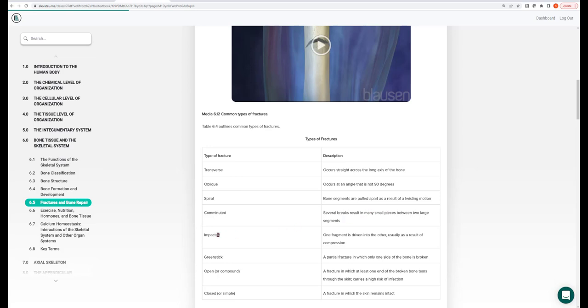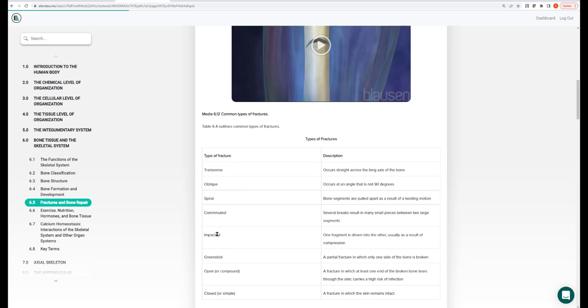An impact fracture, this is the last one here. Imagine a fracture where you have your leg extended. Imagine you're in a car, you're driving, and you are in a front-end collision. There's an impact, a very strong impact, and your femur is shoved back into your pelvis.